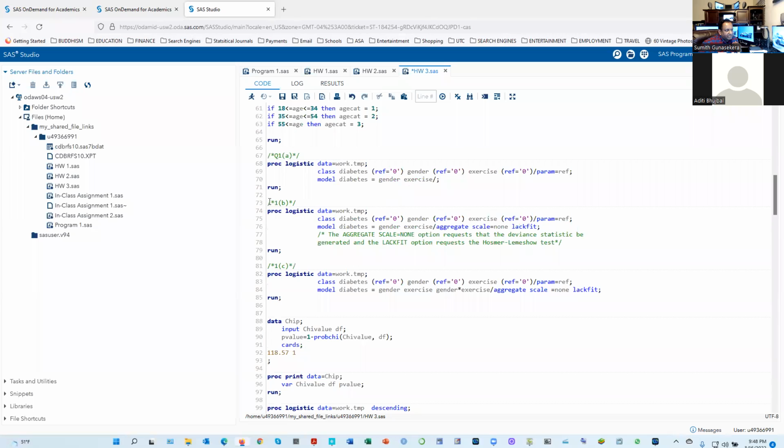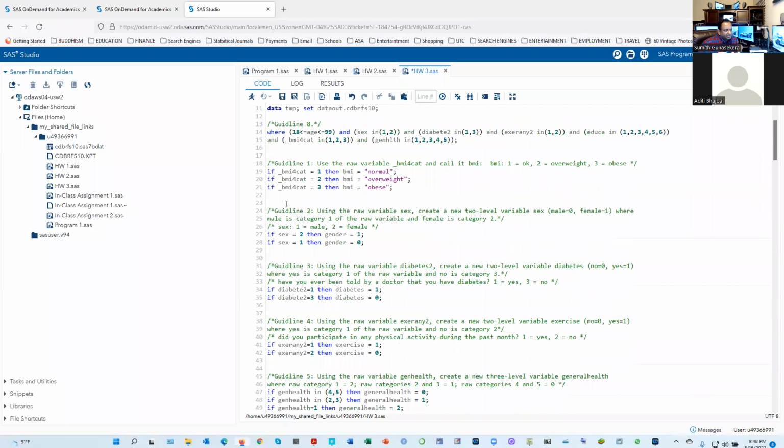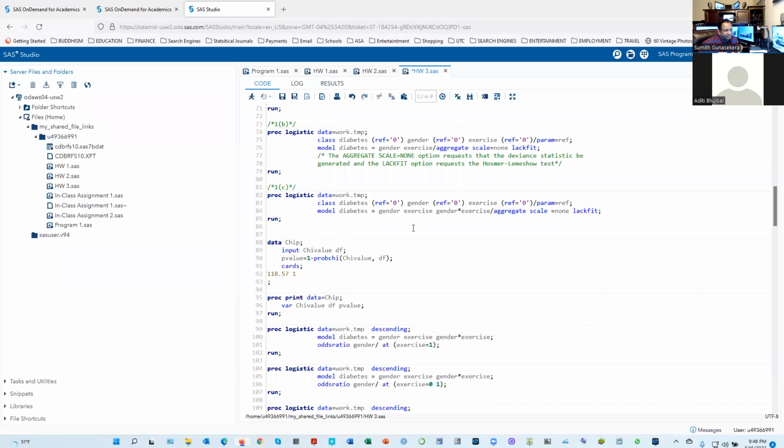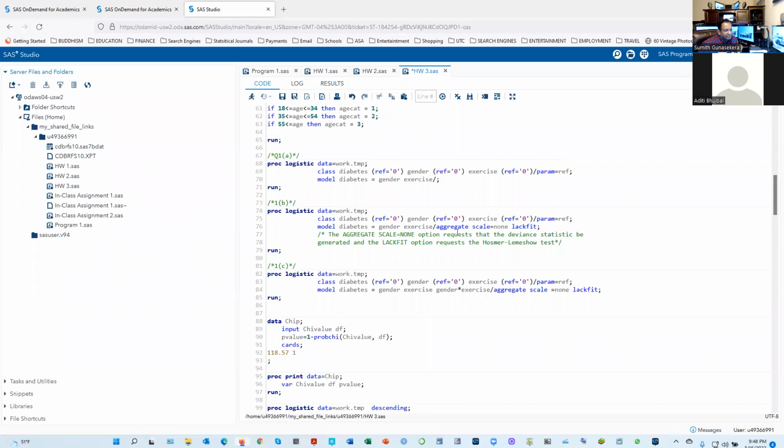I'm on 1B here. I really need to get the deviance. Reference this one, then gender exercise aggregate and scale and lackfit. The aggregate scale none option requests that the deviance statistics be generated, and the lackfit option requests the Hosmer-Lemeshow test. When you run this one, that's step 1B. You have to run that even before you add the interaction term.